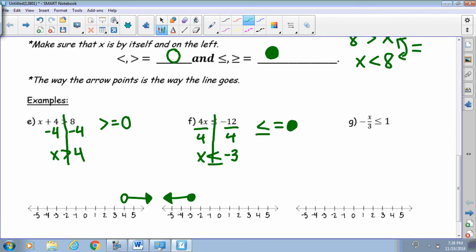Okay, and our last example for the day is negative x over 3 is less than or equal to 1. How do I undo division? I'm going to multiply by -3. So I have x, sign flipped because I multiplied by a negative, is greater than or equal to -3. I'm going to put a closed circle over -3, and the arrow is pointing to the right.